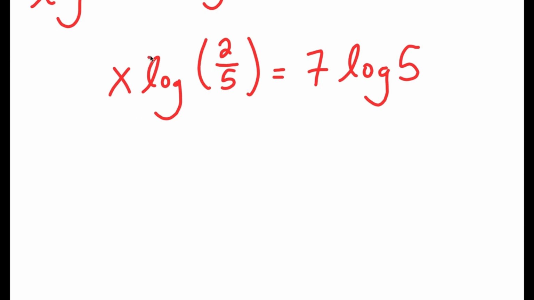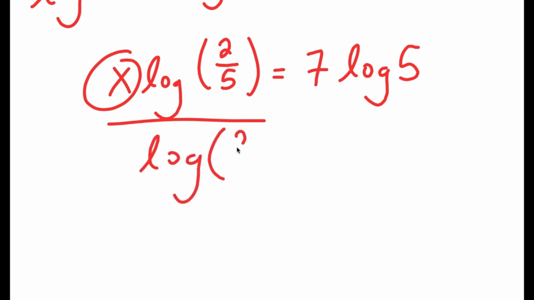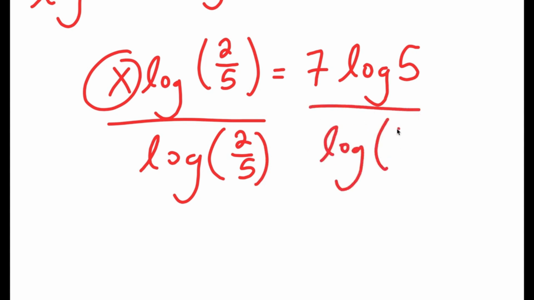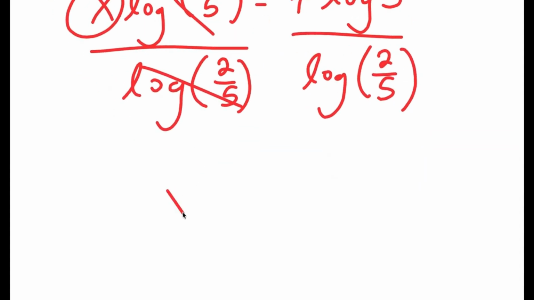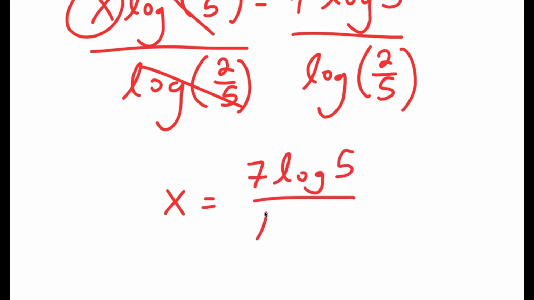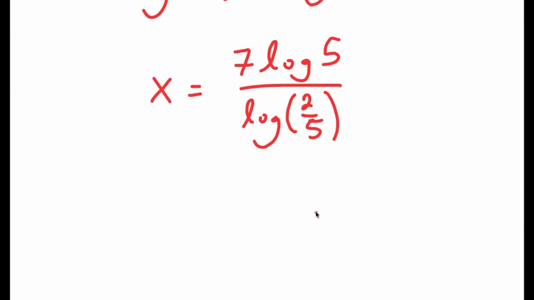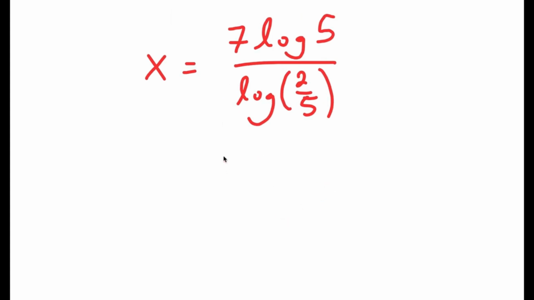Now from here, we obviously want to find the value of x, so to do that, we have to get rid of log of 2 over 5 by dividing both sides by log of 2 over 5. So then these two cancel out, and I get x is equal to 7 times log 5 over log of 2 over 5. And we have our answer here. This is our solution, but there is a way to simplify it more.